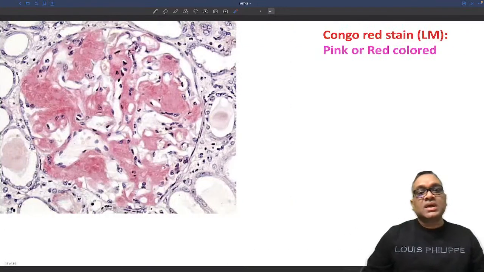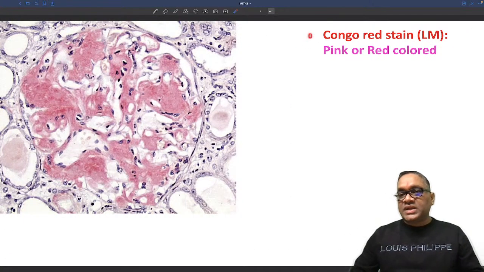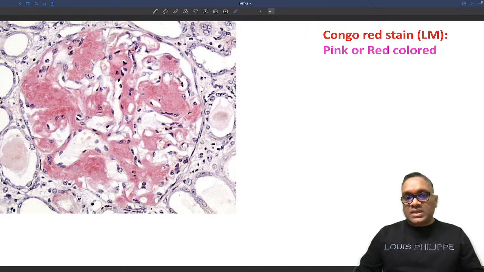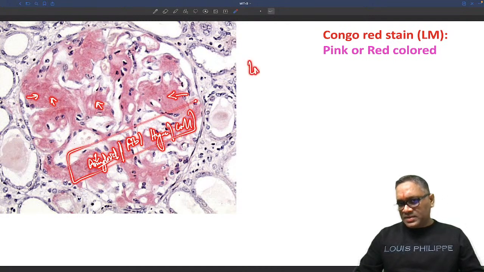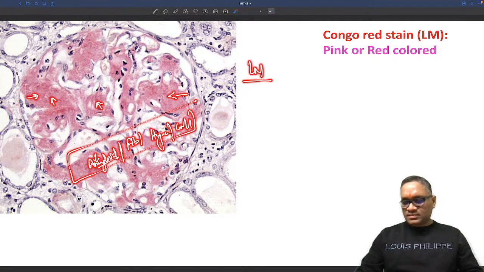Now you can see this. This is a picture of the Congo red staining. All these extracellular, acellular pink material which I am marking with the arrow, these are all amyloid. But you can see that this can be anything. It is not only amyloid, right? It can be fibrin also, it can be hyaline also, it can be collagen also. So this is the ordinary light picture, and it is non-diagnostic.